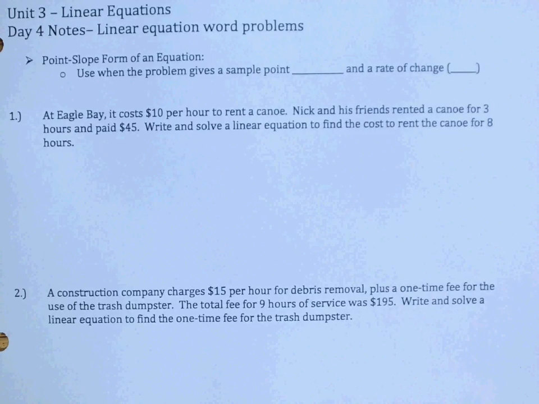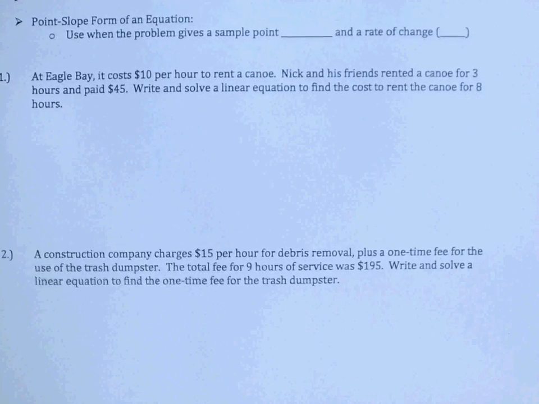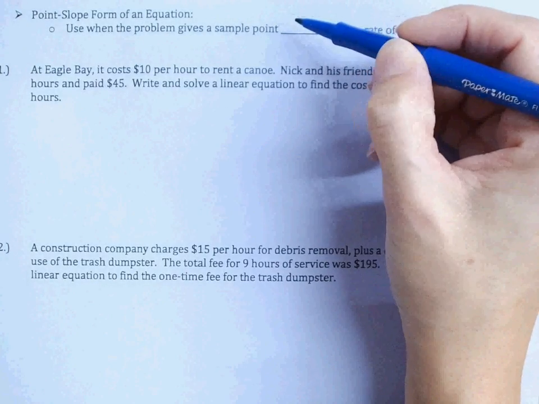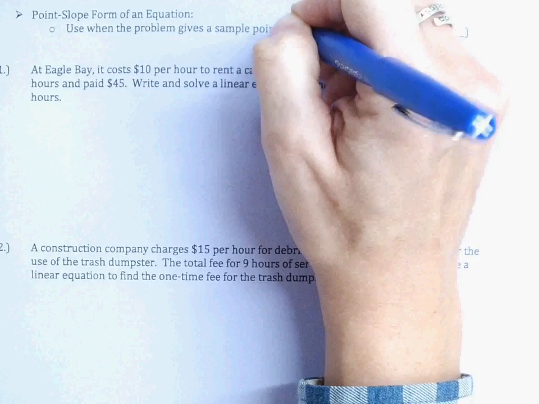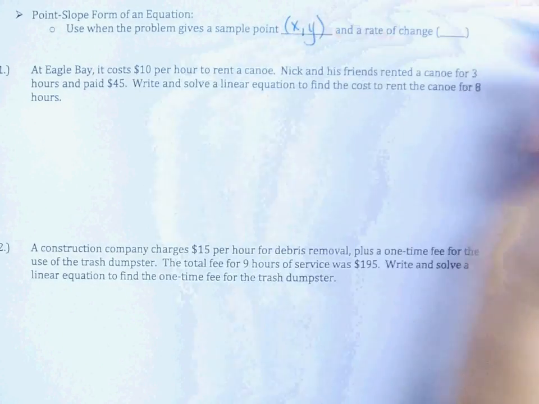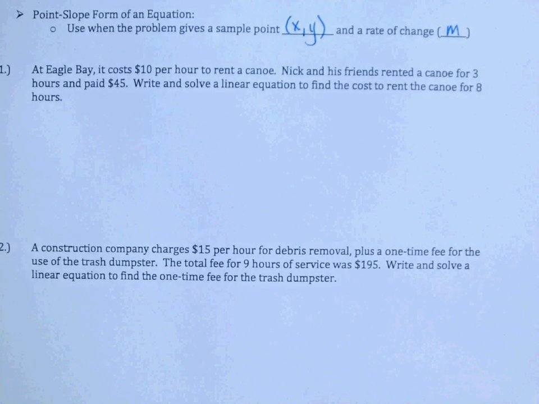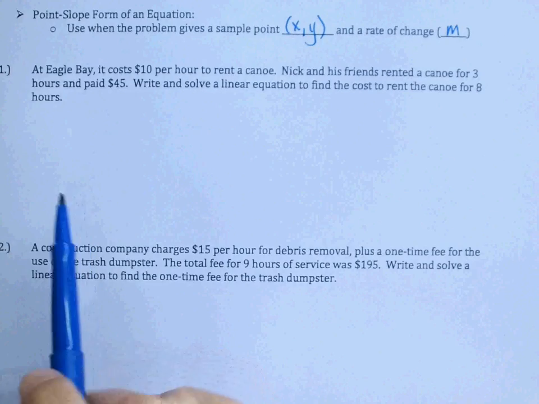Today we're going to be talking about point-slope form of an equation. So we're going to be using problems that give us both a sample point and a rate of change. Okay. So we'll go ahead and get started with our first example.